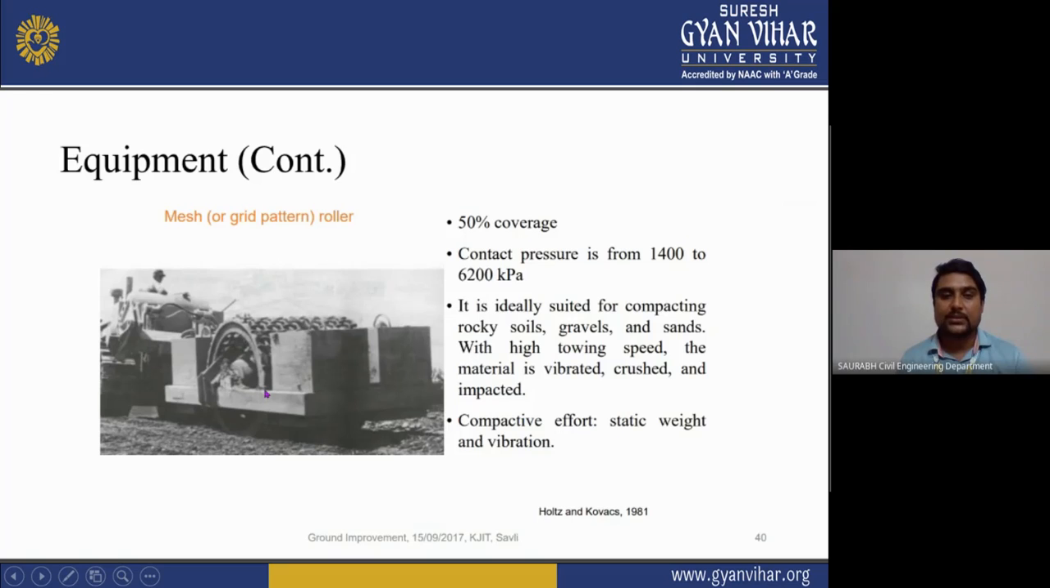As you can see, this is your mesh or grid pattern roller. It is ideally suited for the compaction of rocky soil, gravel, and sand with high towing speed. The material is vibrated, crushed, and impacted.